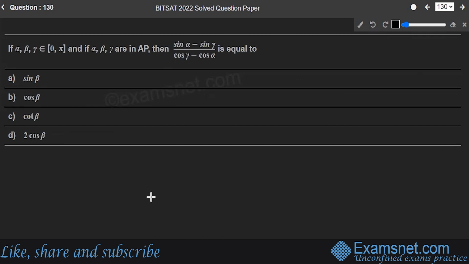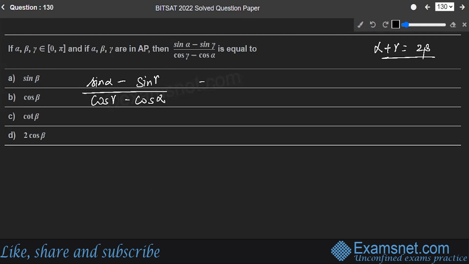Question number 130. If alpha, beta, gamma belong to the interval 0 to pi, and if alpha, beta, gamma are in AP, then what is the value of this expression? Let's write down the expression. You have to find sin alpha minus sin gamma upon cos gamma minus cos alpha. You're given that alpha, beta, gamma are in AP. That means alpha plus gamma is equal to 2 beta. Okay, so let's get with the question now.